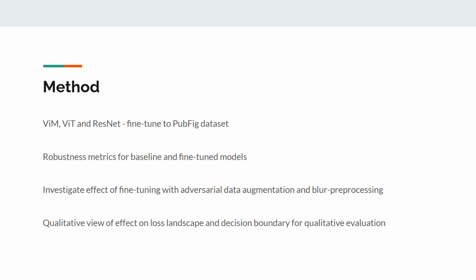Then we want to check some model adaptations to improve robustness and see how it affects the models themselves. So we do that by first doing adversarial data augmentation and fine-tuning the models again. So we include adversarial examples in the training in the hopes that it increases the robustness. And we also try blur preprocessing, where we blur input images before inference in the hopes that it essentially erases the targeted adversarial attack. And lastly, we take a qualitative view into the effect these additions have on the loss landscape and decision boundary for the models.